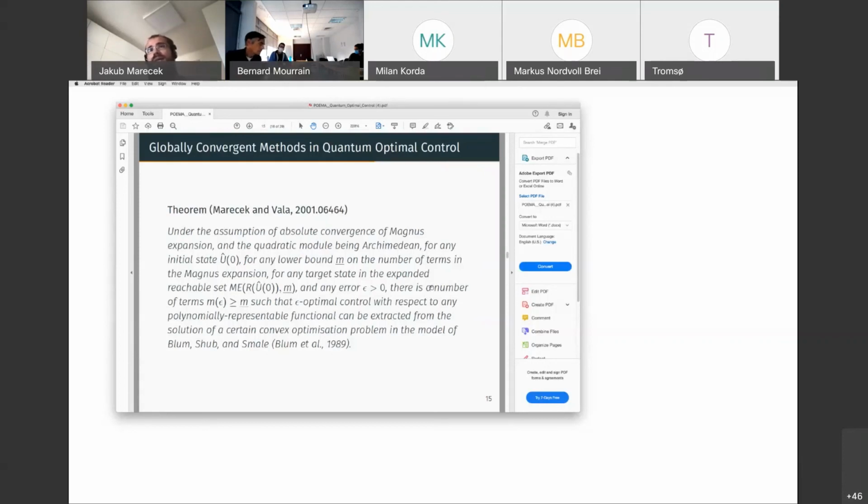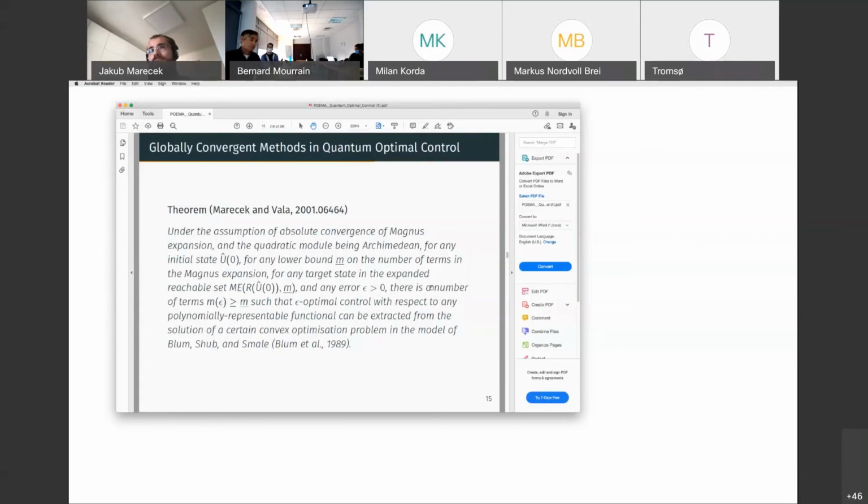My point here was to say that quantum optimal control is a very important problem, and that in theory there is now a globally convergent approach, which relies on the non-commutative POP. But in practice, there is scope for a substantial amount of future work before this is a practical method readily applicable off the shelf. Thank you.